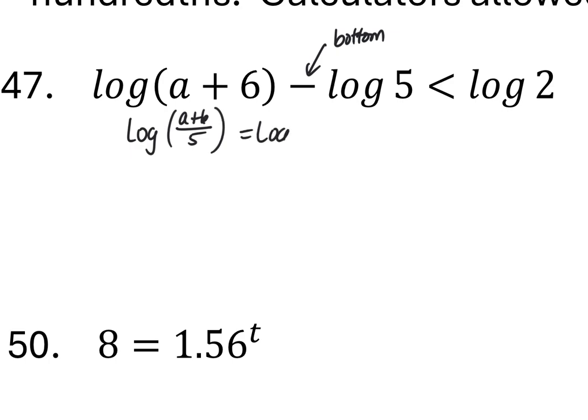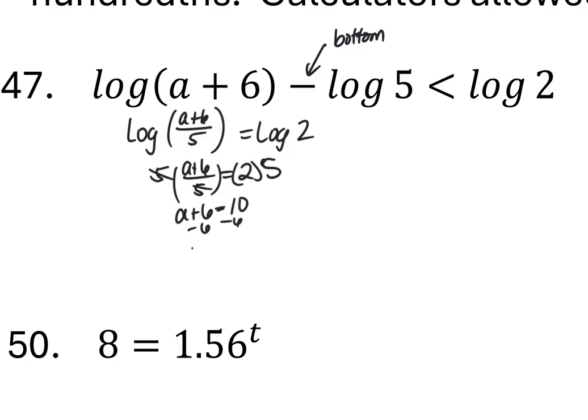And that equals the log of 2, right? Now, I have the log equals a log, and so I can set them equal to each other. A plus 6 over 5 equals 2. Multiply by 5. So a plus 6 equals, now I'm multiplying by 5, 10. So that cancels, minus 6. And a is less than 4. Sorry, my less than became an equal sign all of a sudden.